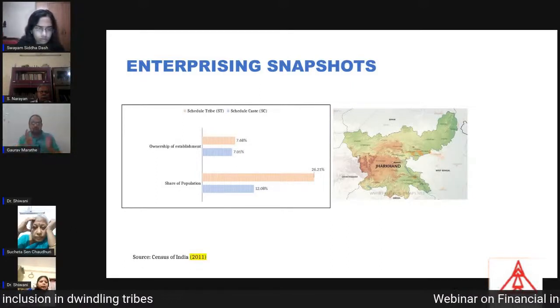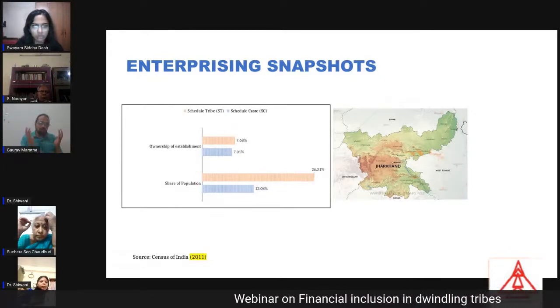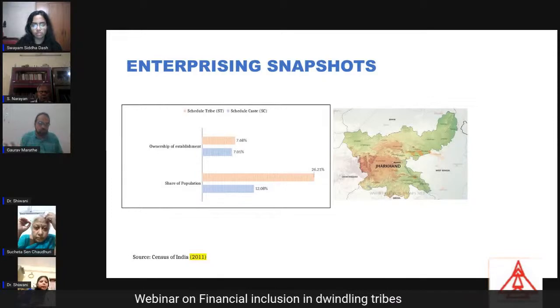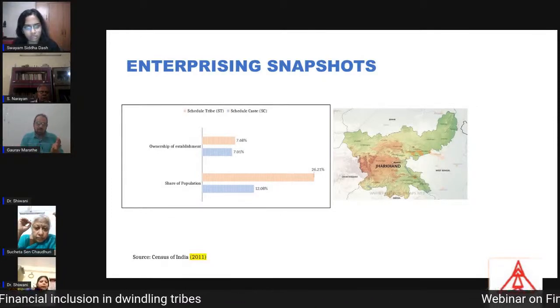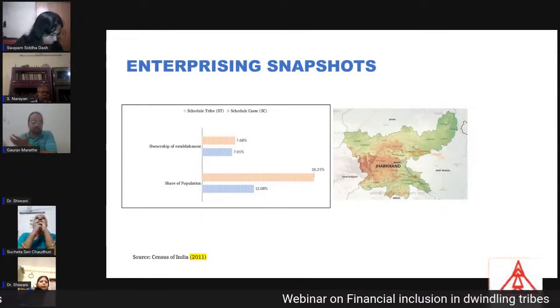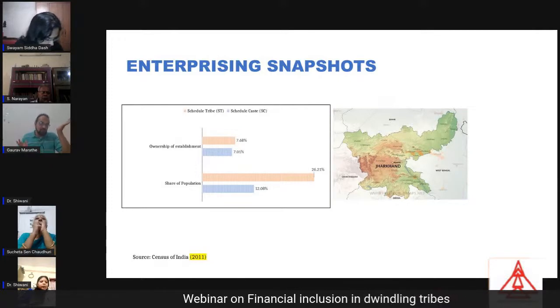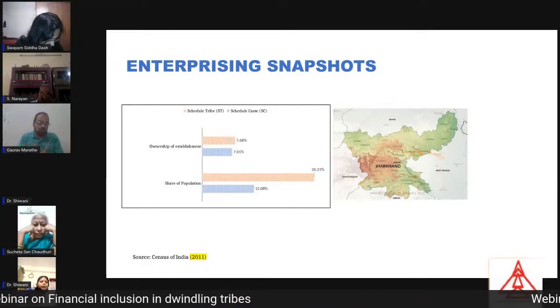So I'm trying to highlight that on one side you have forest resources, all that you can have in those forests available to you, but then you have very high poverty. And on the other side is enterprising, and there is no enterprising. So you have resources, but you have no enterprising, leading to a very high poverty rate.